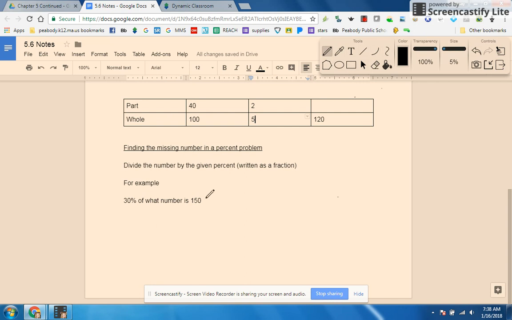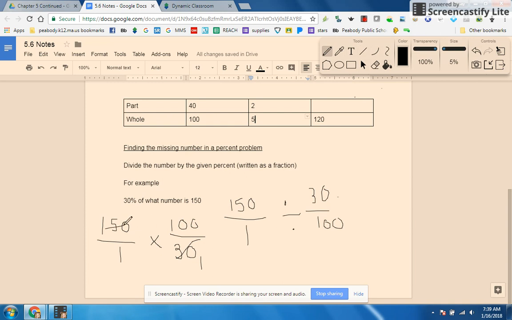So you divide the number by the given percent. The number is 150. I'm going to write it as 150 over 1, and I'm going to divide this by the percent written as a fraction. So 30 over 100. So if you remember, this is going back a couple chapters. With division of fractions, you need to rewrite it as keep, change, flip. So I'm going to do keep, change division to a times, flip over the percent. Okay, now I'm going to cross cancel and I'm going to multiply. I can divide these both by 30. 30 divided by 30 is 1. 150 divided by 30 is 5.